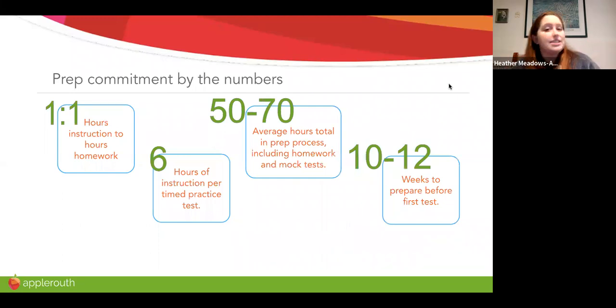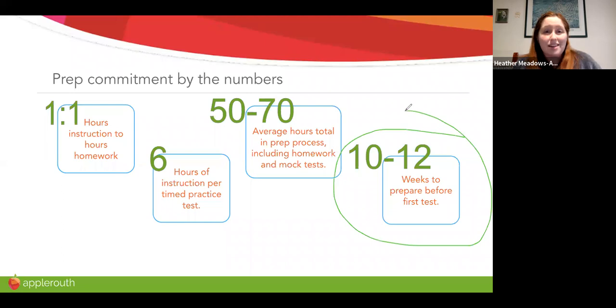And so usually this is, again, our recommendation, prep commitment, right? So you want to do about 1 to 1 hours of instruction to hours of homework, about 6 hours of instruction for every mock test, total about 50 to 70, including homework and mock tests. And this is really the number that matters. So you want to start thinking about this 10 to 12 weeks before the test, right? So I'm going to go back to the slide we were just on.